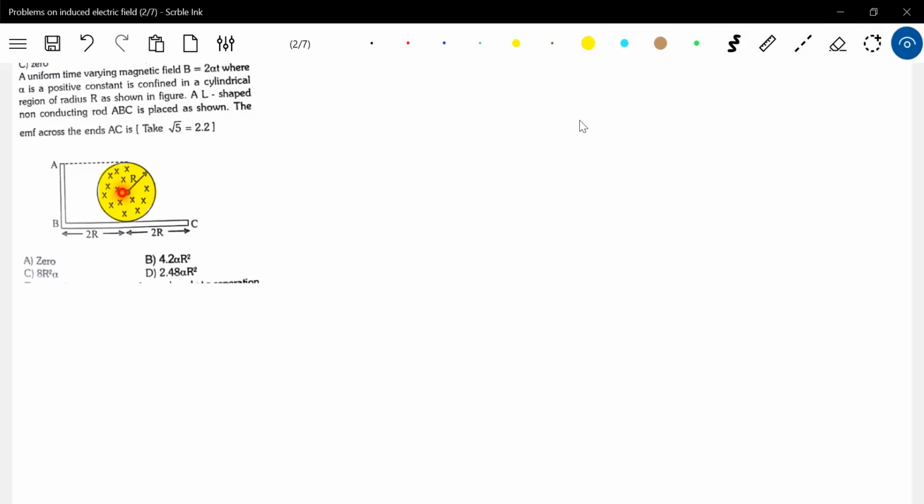An L-shaped non-conducting rod ABC is placed. The EMF induced across the ends ABC.